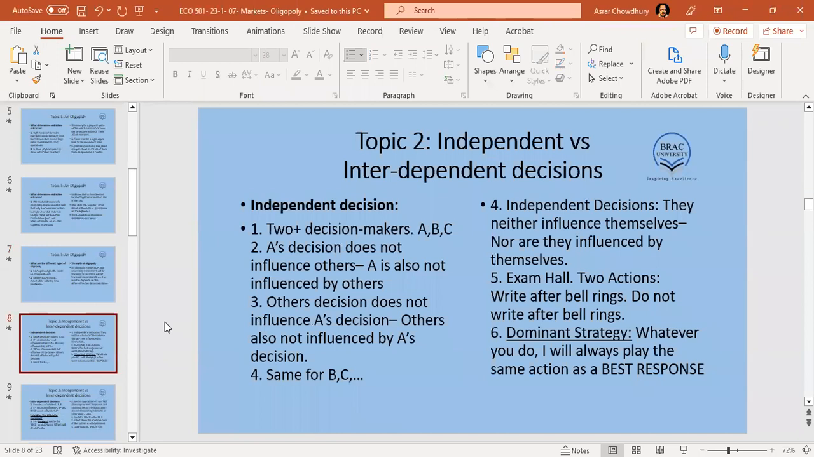So, independent decision: when I make a decision, my decision does not influence you and your decision does not influence me. This is independent.